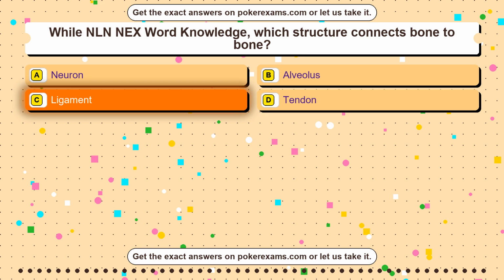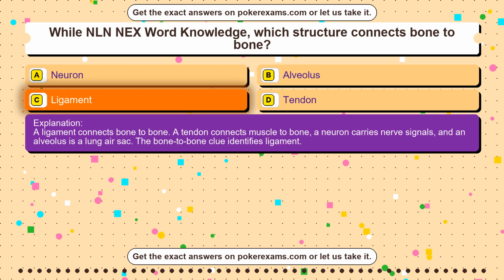Ligament. A ligament connects bone to bone. A tendon connects muscle to bone, a neuron carries nerve signals, and an alveolus is a lung air sac. The bone-to-bone clue identifies ligament.